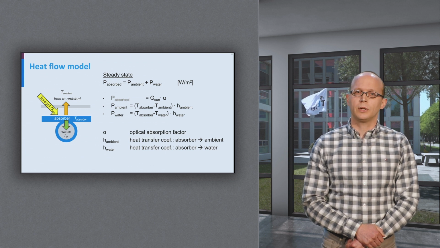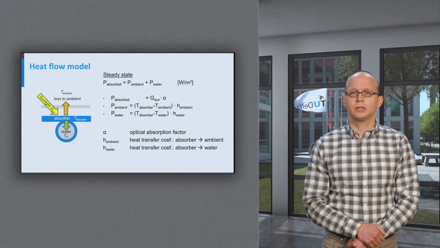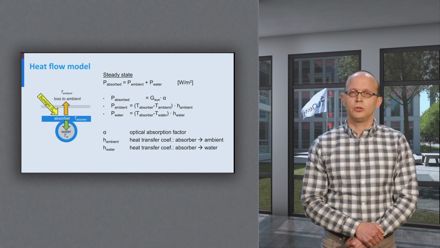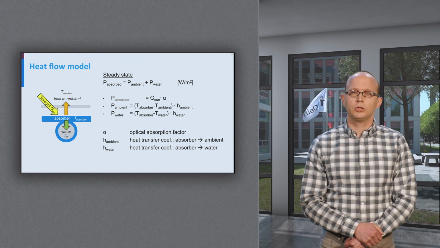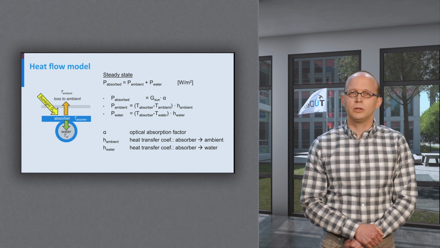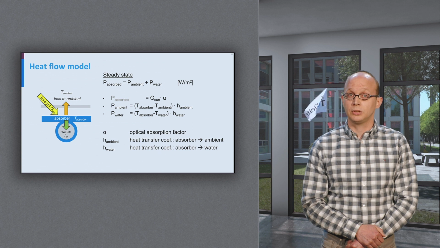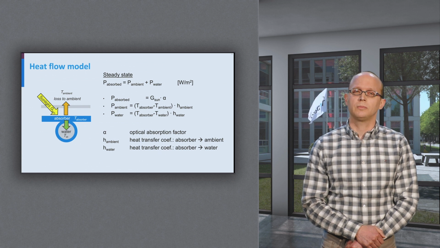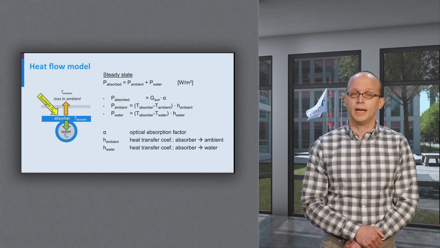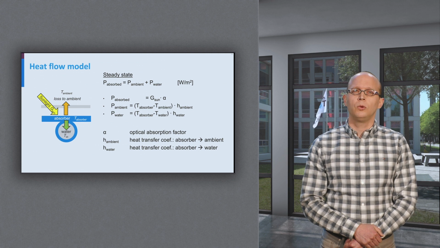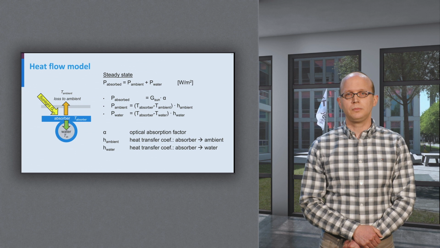Of the incoming solar irradiance, we assume a fraction alpha is absorbed. The remaining is lost, for example, through reflection. We also assume that the loss to ambient is proportional to the temperature difference between absorber and ambient. Here, H ambient is the effective heat transfer coefficient that includes conduction, radiation, and convection. We make a similar assumption for the heat transfer from the absorber to the water.